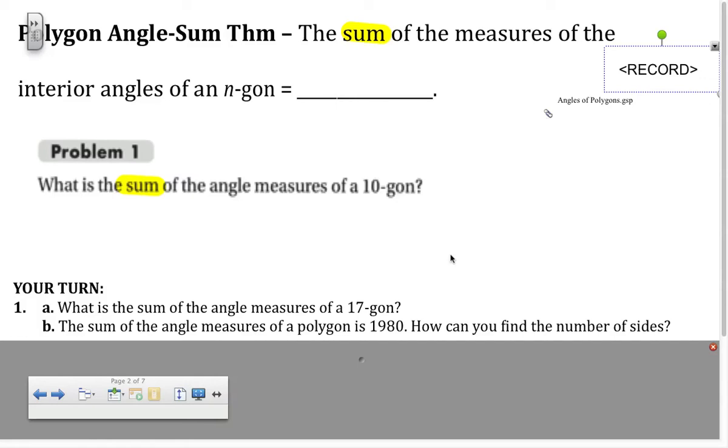We are starting the next chapter, gentlemen and ladies, and it starts off with just polygons in general. Most of this chapter, however, will be devoted to quadrilaterals, specifically. But in this lesson, we're talking about the angles within polygons. And the first property that we're looking at is how do we find the sum of the angles in a polygon based on the number of its sides.